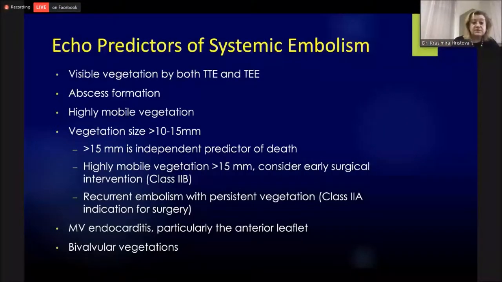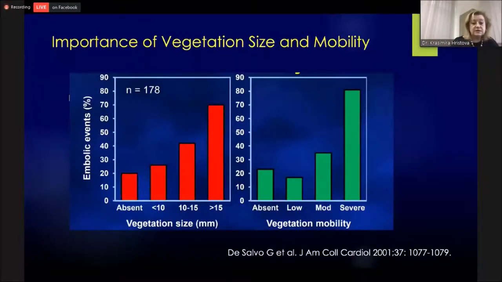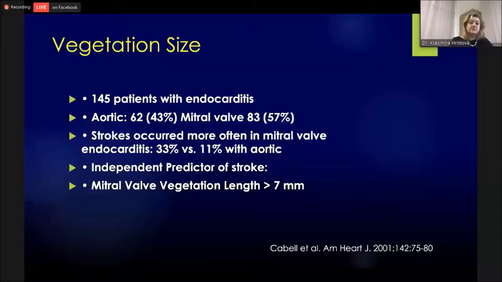Mitral valve endocarditis, particularly on the anterior leaflet, is very often associated with systemic embolism, and also biventricular vegetation. We can see that vegetation sizes more than 15 millimeters are at high risk of embolic events. And when we have more than one vegetation or more than one leaflet involved, there is also a high risk of embolism.